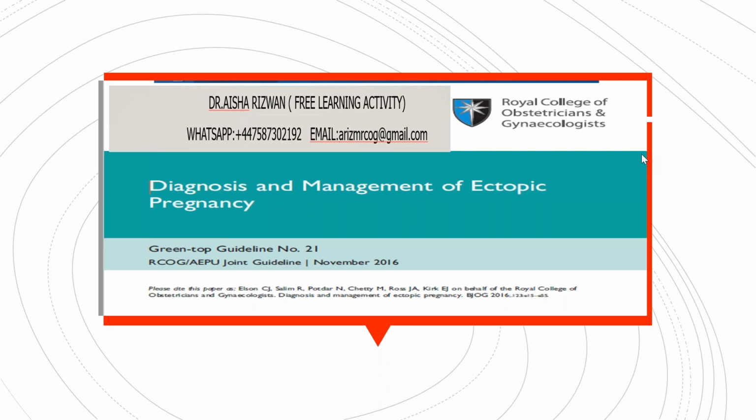So every pregnancy is unique and they are going to behave in different ways. So the success rates of the treatment are going to be different from patient to patient. So just remember these levels, because they are helpful in deciding about the most suitable treatment for your patient.